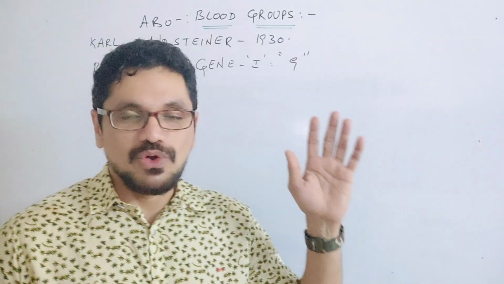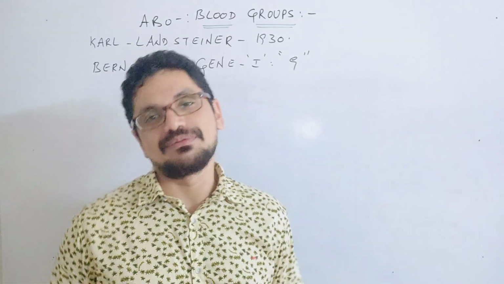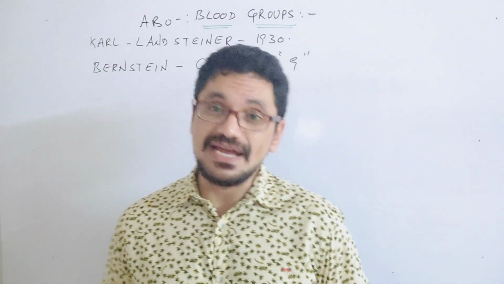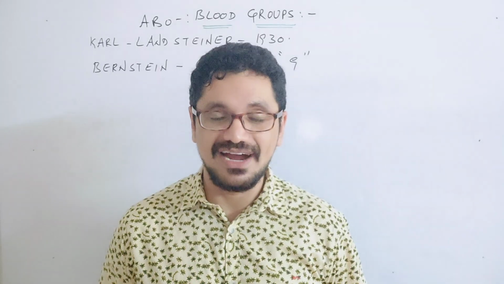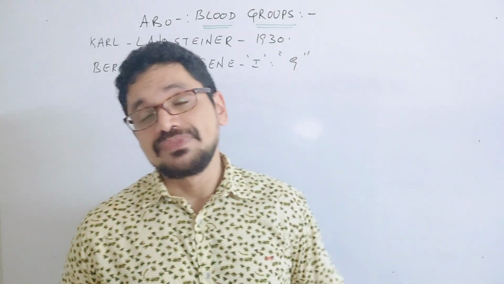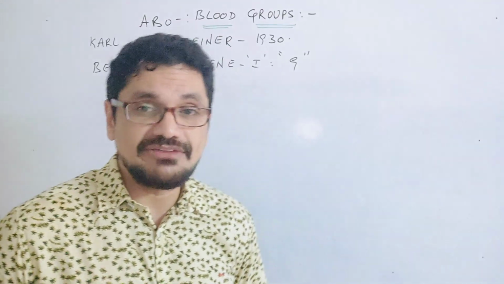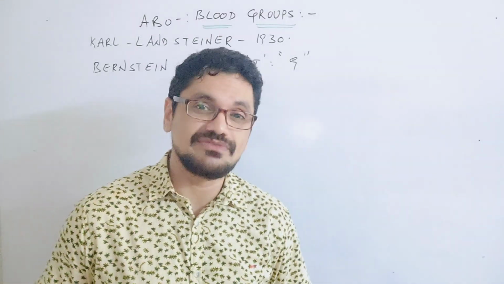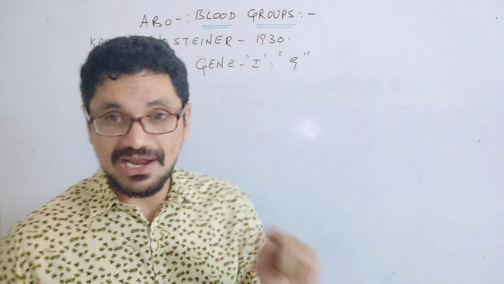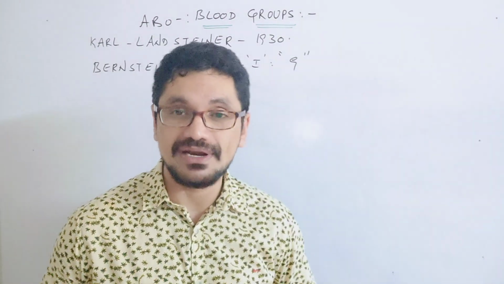Today we are going to see blood groups in the human population. Blood groups were initially observed by the scientist Carl Landsteiner, and he discovered different types of blood groups in the year 1930 itself. And Bernstein identified that a gene is responsible for different types of blood groups, and the name of the gene was given as I, capital I, and is located on chromosome number 9.